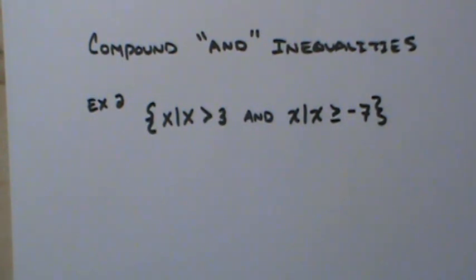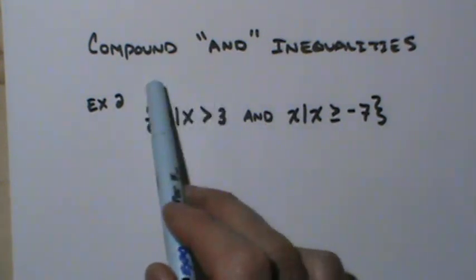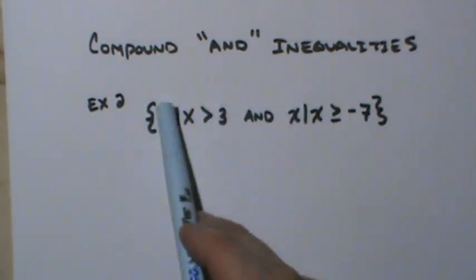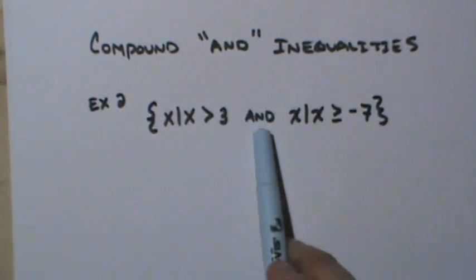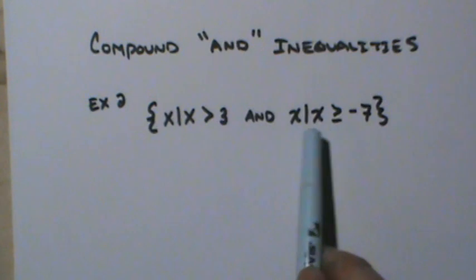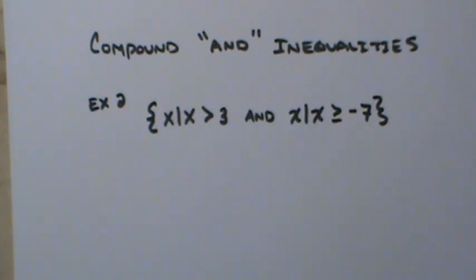Here we have a second example for the compound and inequalities. Once again, I've solved two statements, two inequalities, to come up with their solutions, and they're joined with the "and" statement, meaning that both of these must exist at the same time. So I'll begin with my number line.